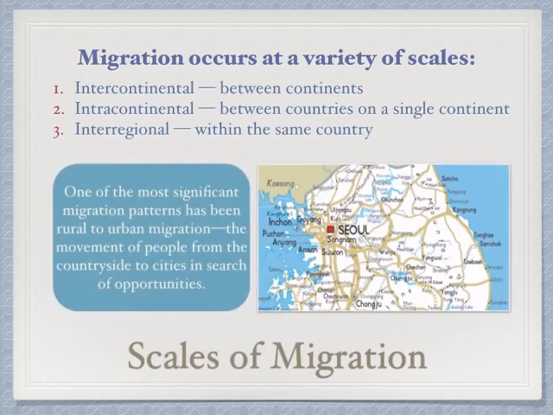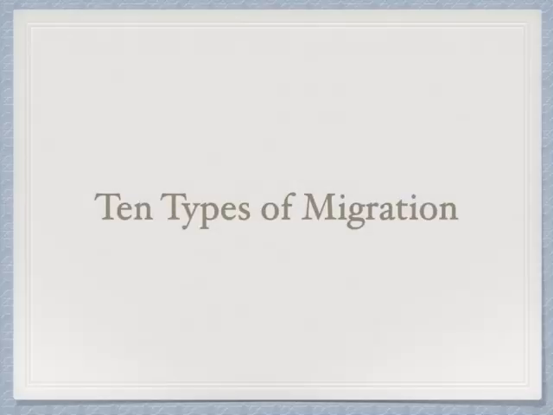One of the most significant migration patterns to be aware of is that of going from rural to urban. That could be things like people moving from the countryside to cities for better employment. There are 10 main types of migration that you need to remember. Now, many of these can overlap, so don't get confused.